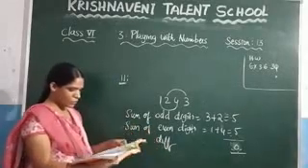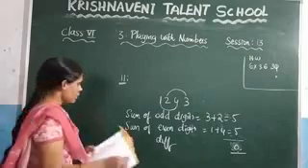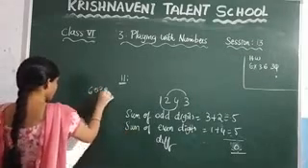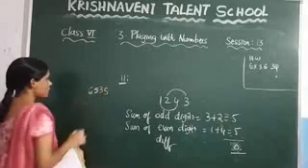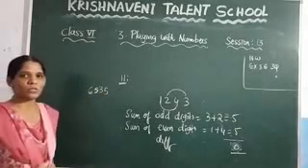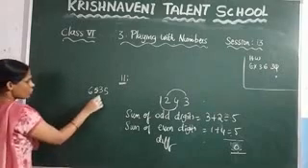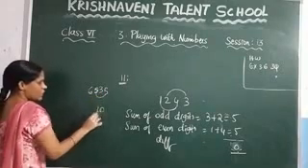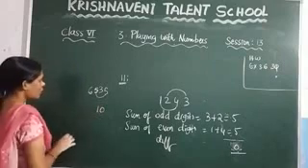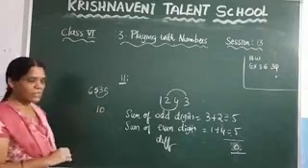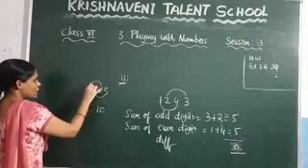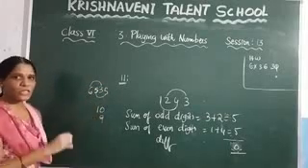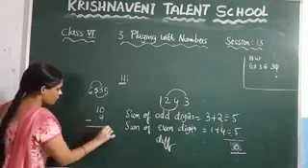Now here, see one more example: 6, 5, 3, 5. If you want to check whether this number is divisible by 11 or not, first you need to take the sum of the odd digits. What is the sum of the odd digits in this case? 5 plus 5, which is 10. After that, you need to take the sum of the even digits. What are the even digits here? 6 plus 3, which is 9. Now, we need to take the difference.